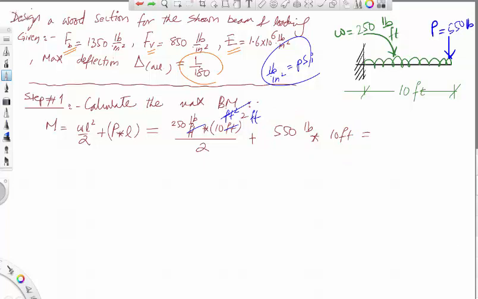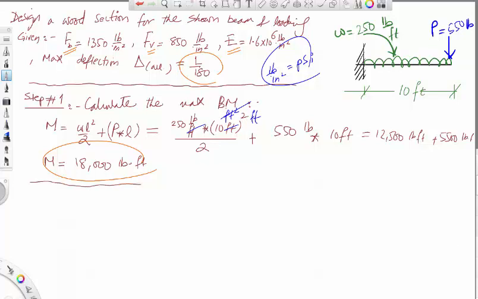If you go to the numbers now, this is equal to 12,500 pound foot plus 5,500 pound foot. So M total is equal to 18,000 pound foot. This is the first step, which we did in the previous example also.